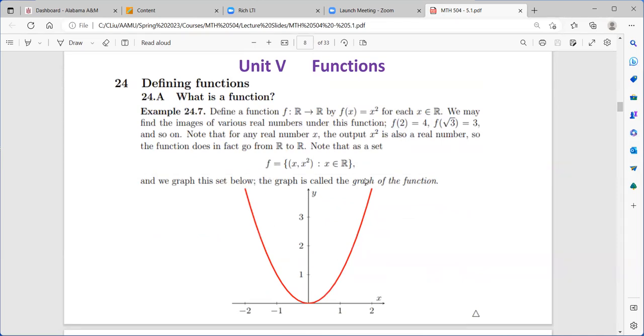Obviously you can draw the graph of a function. This function f, for example, is a parabola. This function is defined as the ordered pairs (x, x squared), where x is a real number, so it includes all the real numbers. So it gives you a parabola opening up. This function is from R to R. So R is the domain, and also the codomain.